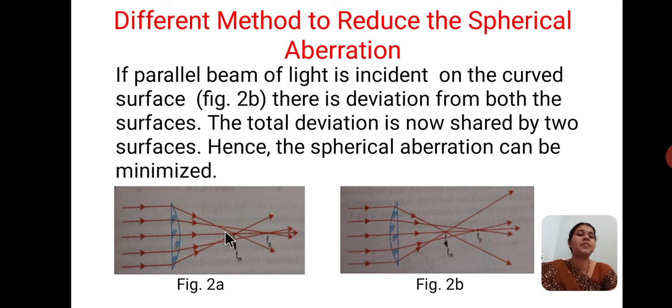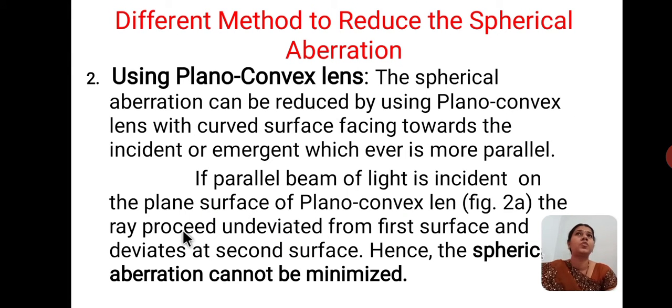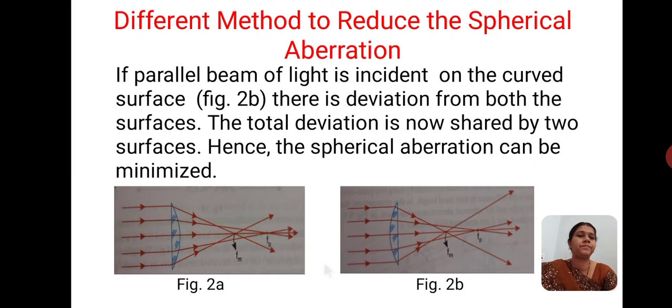Therefore, we can see again here marginal rays are meeting at this point, paraxial rays again are meeting at this point here. So the deviation is now shared by only one surface. Which surface? The curved surface. So now the spherical aberration cannot be minimized here. Right students? Here the explanation has been written now. Rays will pass undeviated from the first surface and deviate at the second surface. Second surface means the curved surface here. Since the second surface is a curved surface, spherical aberration is not reduced.